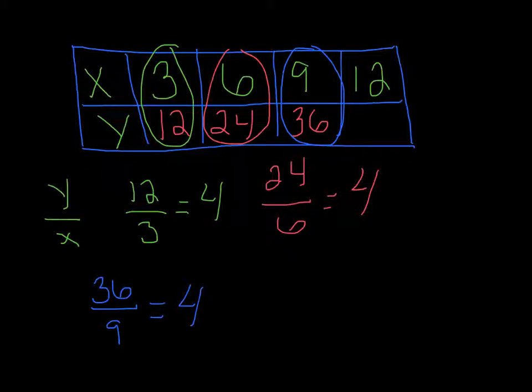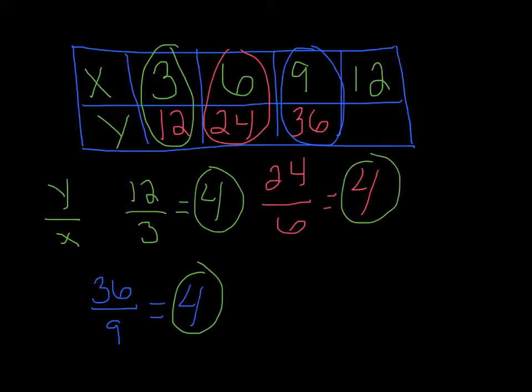Okay, so my constant rate of change is going to be 4, because they're all 4. Now my formula for this is going to be y equals 4x. So now we're trying to find this missing number.